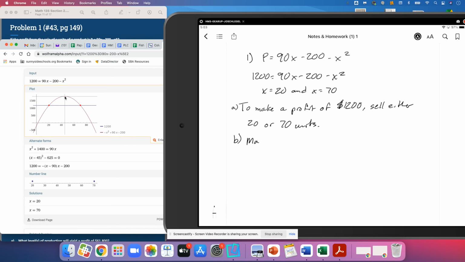So max profit would be about $1,800 when 45 units are sold.